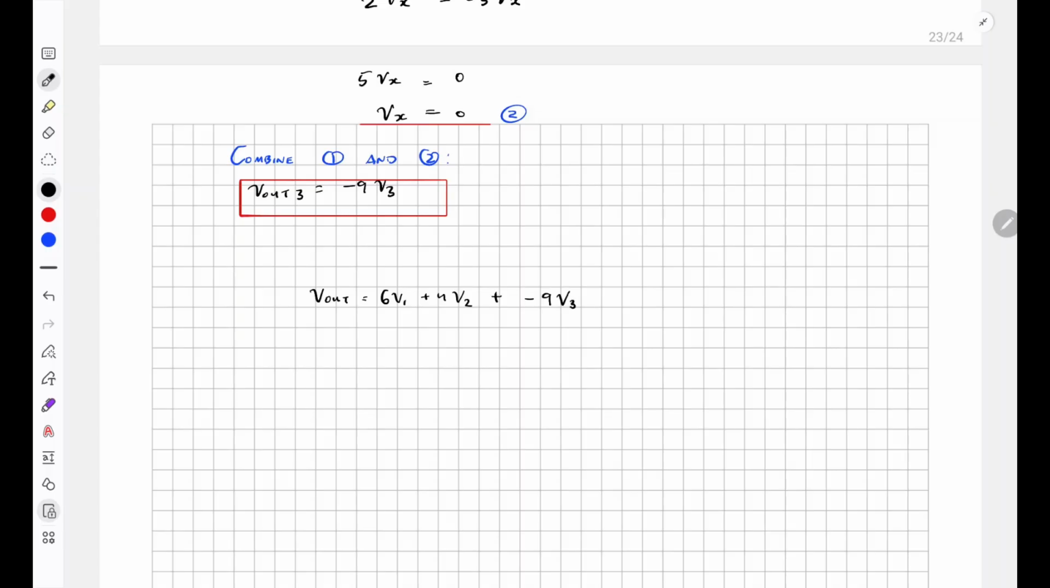So superposition 1, superposition 2, and superposition 3 are added. V out technically is V out 1 plus V out 2 plus V out 3. Although V out 1 and V out 2 were solved in the previous problem, we just have to do the third superposition in this problem. And here is the final answer, it goes here.